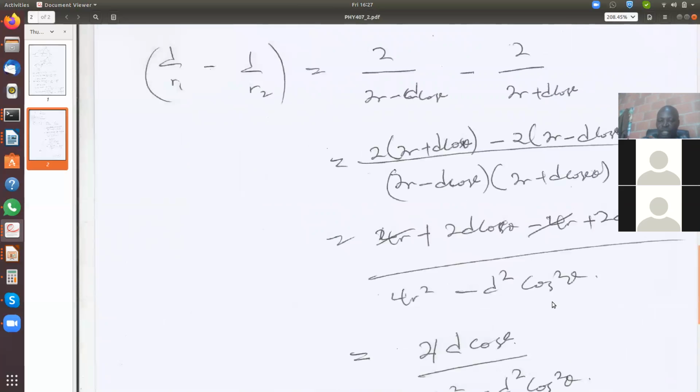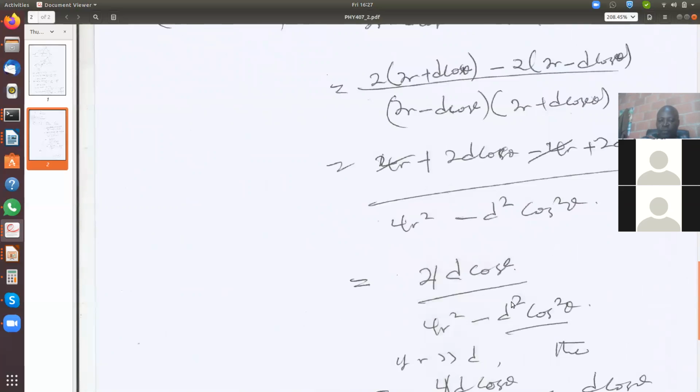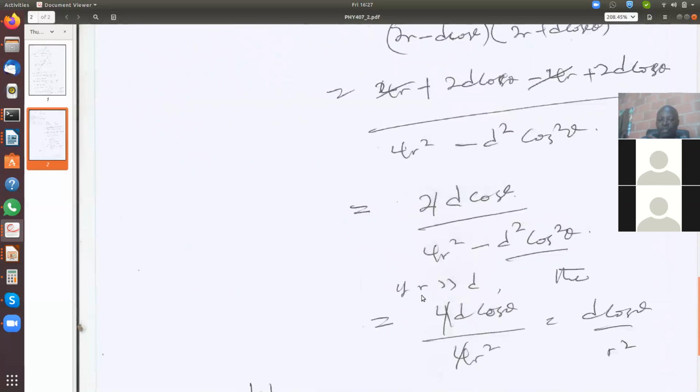Something will cancel out. If you take your pen and pencil and work it out, you see it. Then you have 4D cos theta over 4R squared minus D squared cos square theta. Now, if you take into consideration that R is far greater than D, the whole of this goes to 0. Then you now have 4D cos theta over 4R squared. So 4 will cancel 4, then you have D cos theta over R squared.